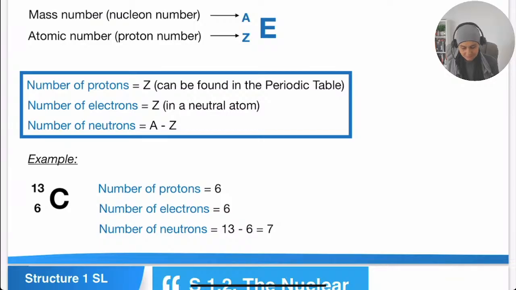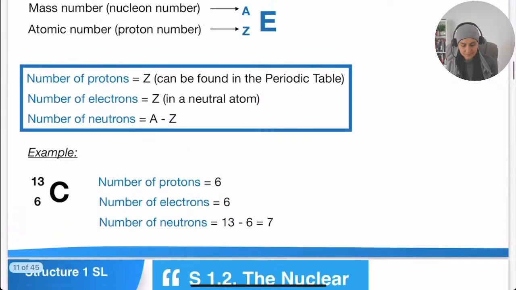Right, okay, so Z, number of protons from the periodic table, that's the atomic number. The number of electrons in a neutral atom equals the number of protons, but only in an atom. So for this carbon, we have 6 protons and 6 electrons, because electrons are negative and protons are positive, so for the atom to be neutral we have to have equal amounts. And then the number of neutrons we find as the mass number minus the number of protons. For this carbon, the mass number is 13, 13 minus 6 is 7. So it has 7 neutrons. I hope that's fine.